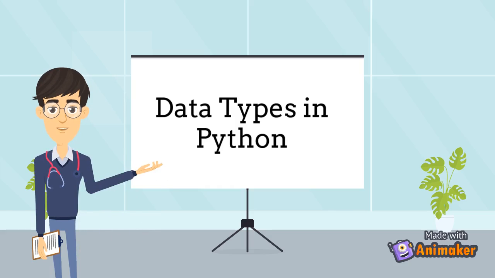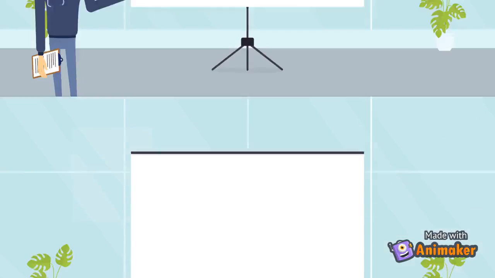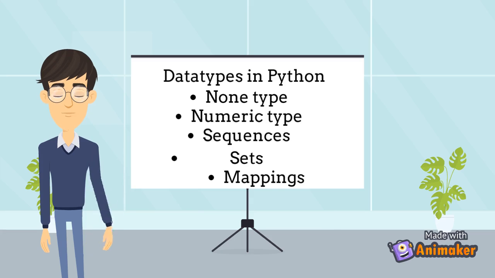Today we are going to cover data types in Python. A data type represents the type of data stored into a variable or memory. The data types which are already available in Python language are called built-in data types. The data types which can be created by the programmers are called user-defined data types.